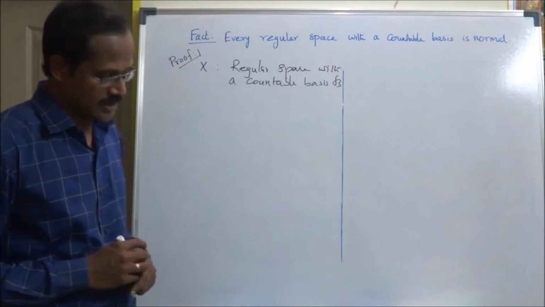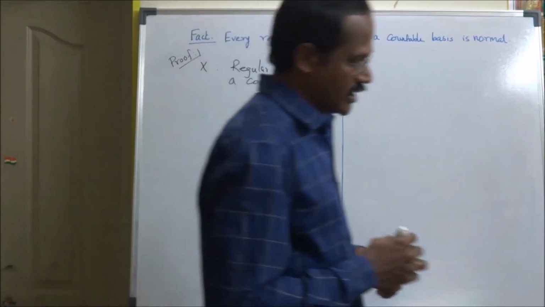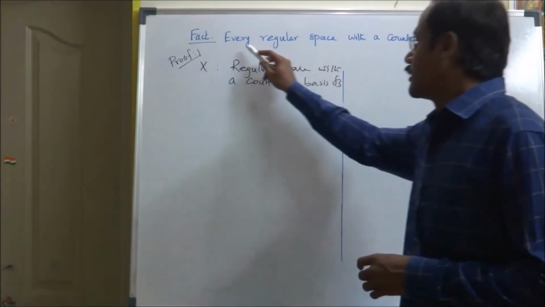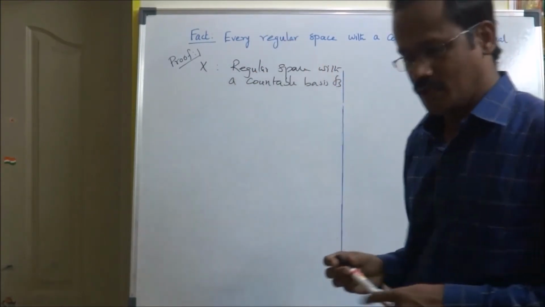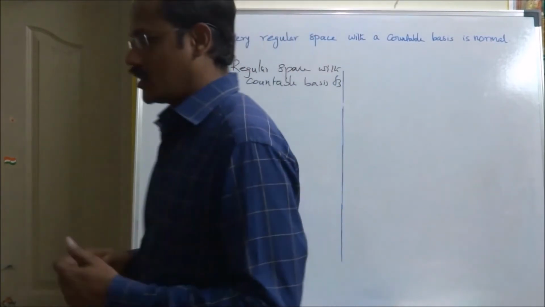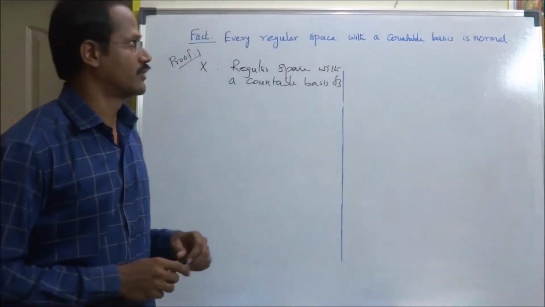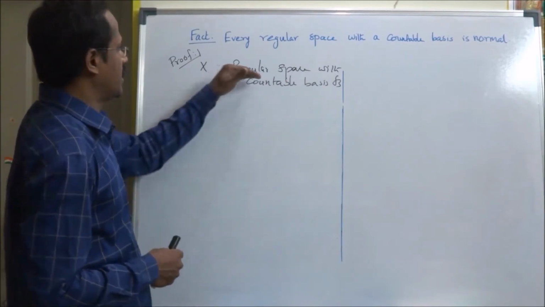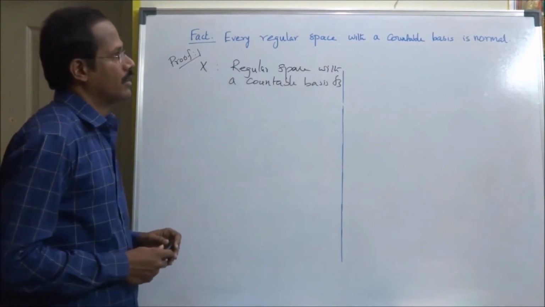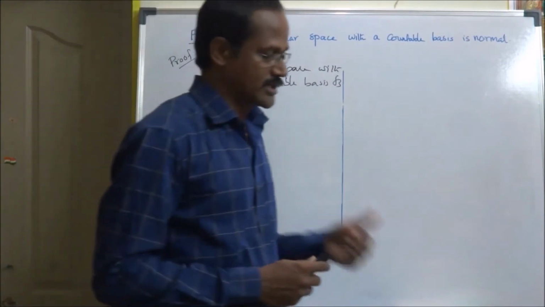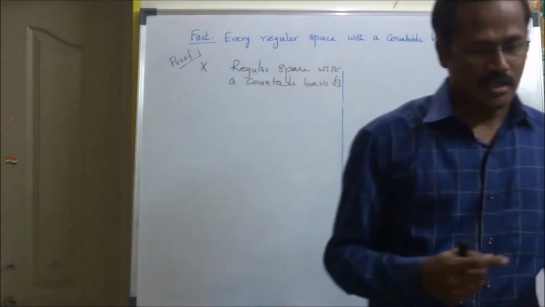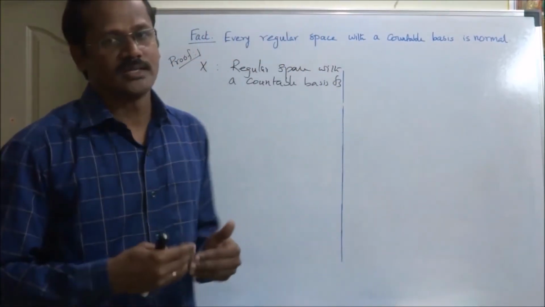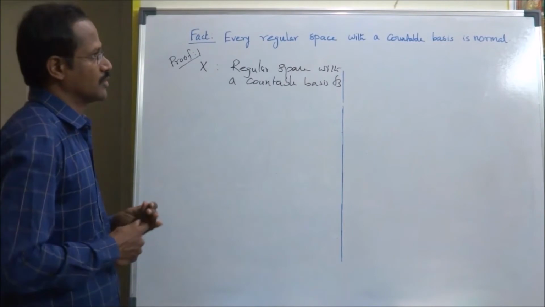To prove that X is normal, the first condition we need is that X is a T1 space, but that is guaranteed here. X is a regular space, therefore first of all it is a T1 space. There is no need to prove that separately; it is already in the hypothesis. But to prove X is normal, the next condition we have to verify is that for each pair of disjoint closed sets A and B, there are disjoint open sets which separate them.